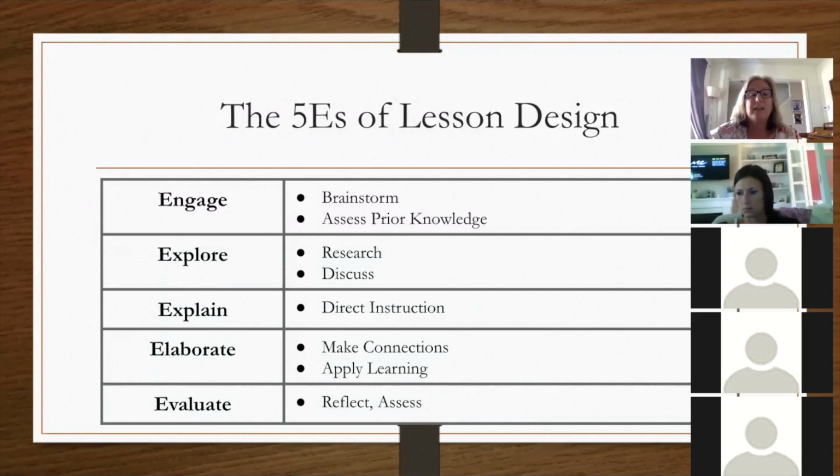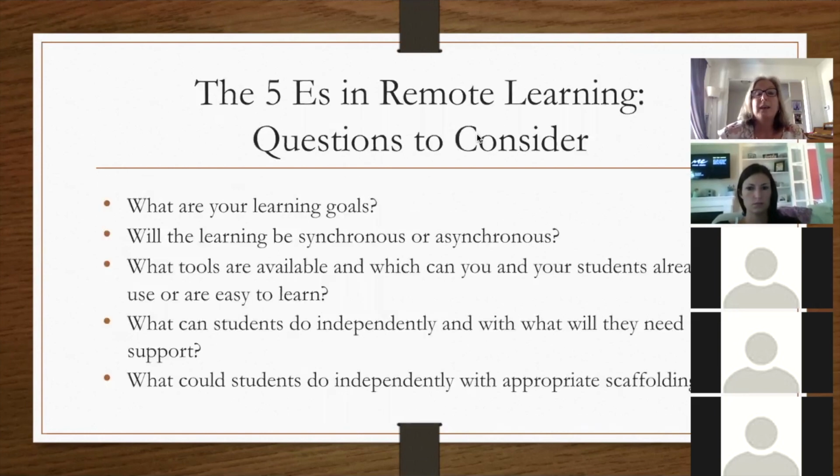In the elaborate phase, this is when we want to make connections or help students make connections to what they already know and apply their learning, maybe in a new context or a new text. And then for evaluate, this is where we ask students to reflect on their learning or provide some kind of formative assessment to ensure students learned what we intended for them to learn. So when we think about the 5 E's, this is just strong instruction that we use all the time, right? Or that we have used in the past. That's why we wanted to connect to what we already know or what we've already done.